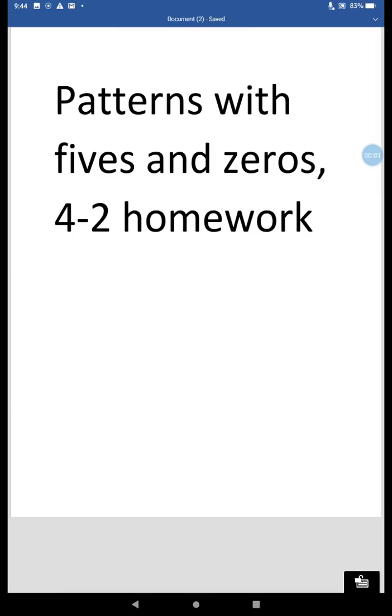All right, fifth grade, welcome to our second math lesson this week. Today we're going to be working with patterns again in multiplication. We're going to be focusing on the patterns that we find in fives and zeros. This is going to go along with your 4.2 homework.